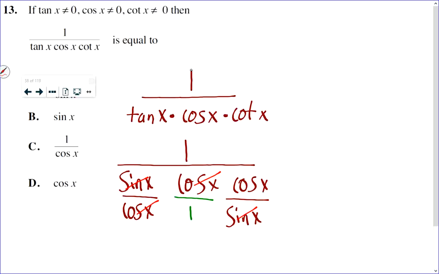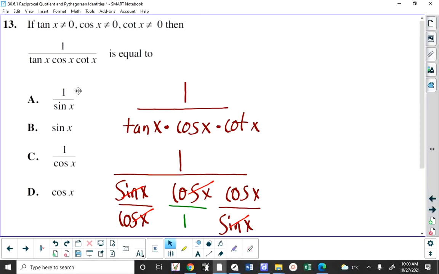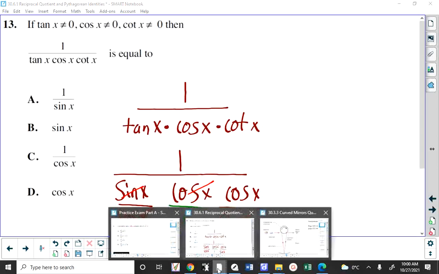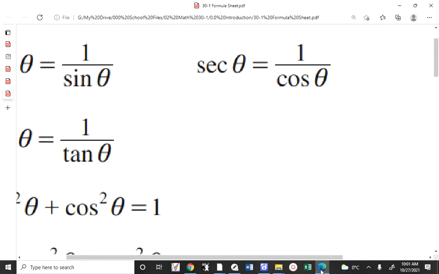Go ahead, Ryan. Just a question in general. We were learning that sine squared plus cos squared equals 1, and then we can rearrange that in all different ways. Could we do it the same way for 1 plus tan squared equals secant squared, and 1 plus cotangent squared equals cosecant squared? Definitely.